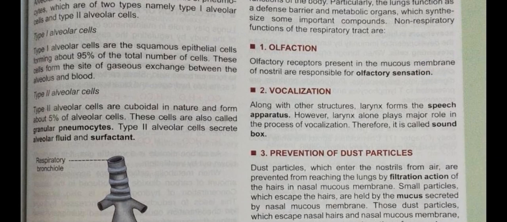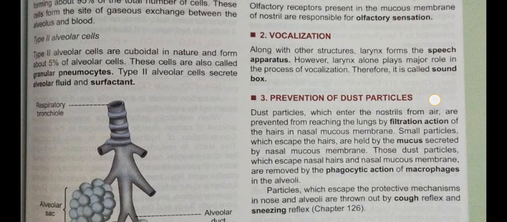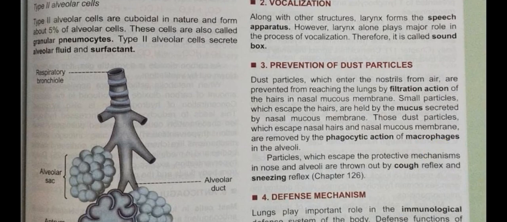Then vocalization. Along with other structures, the larynx forms the speech apparatus. However, the larynx alone plays a major role in the process of vocalization. Therefore, it is called the sound box. Then prevention of dust particles.